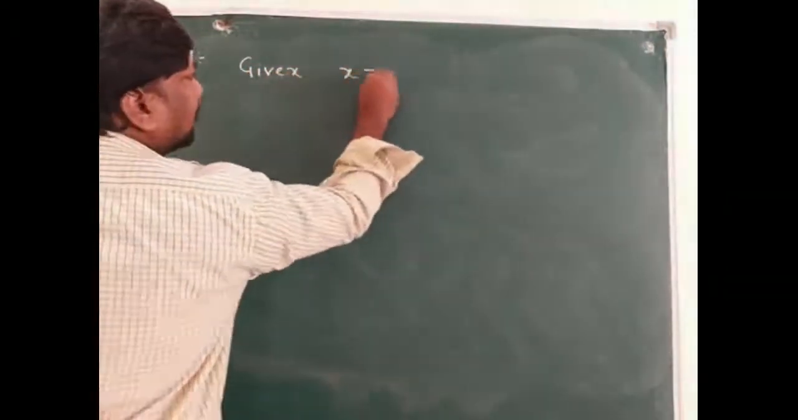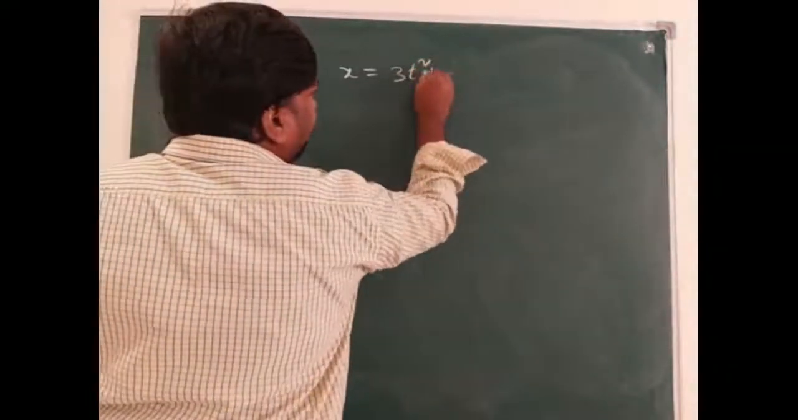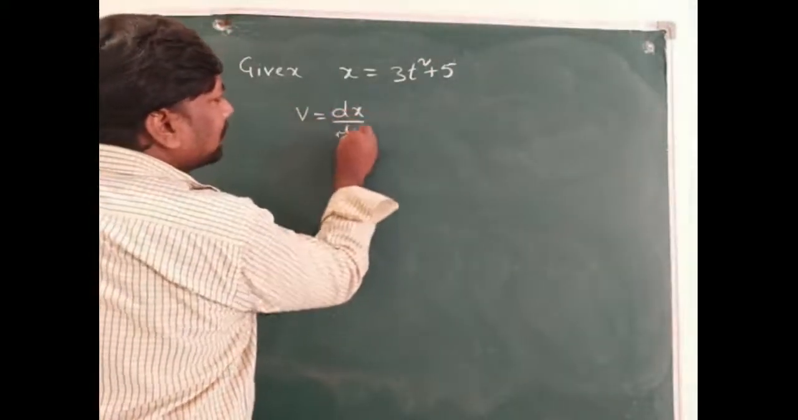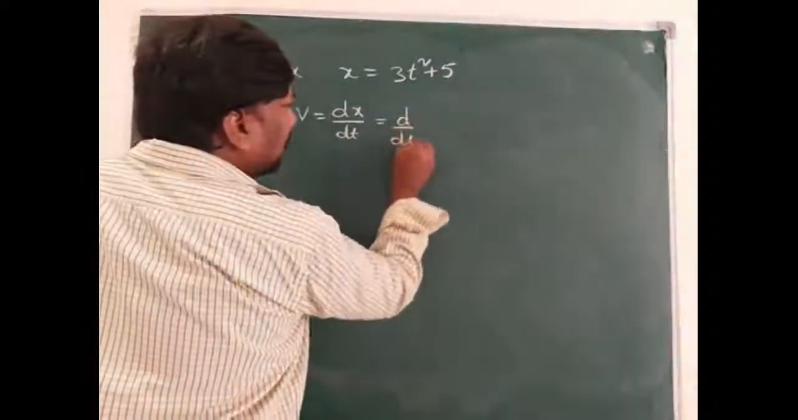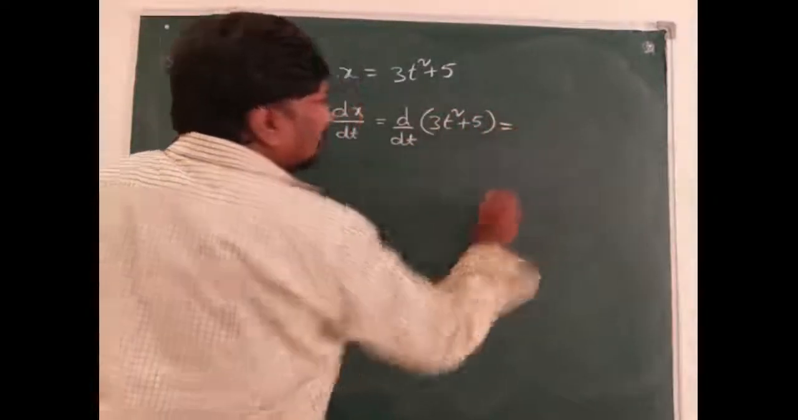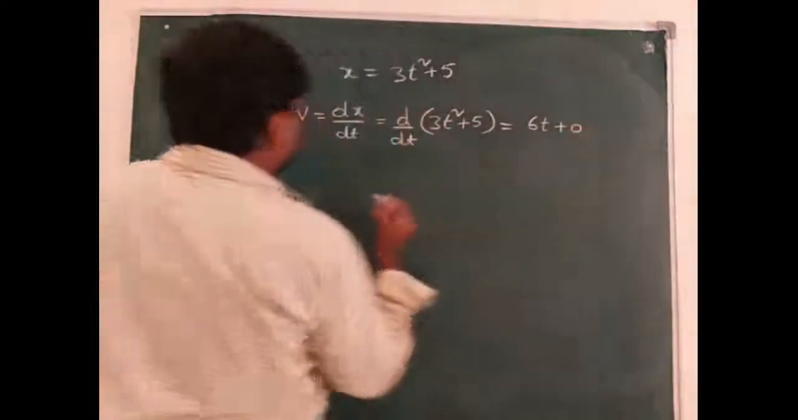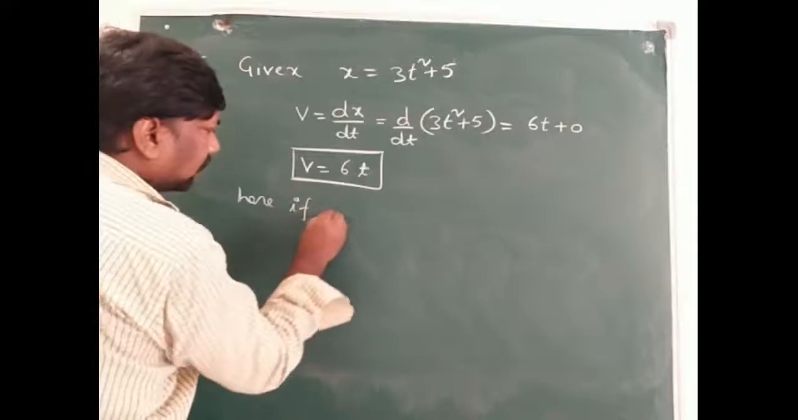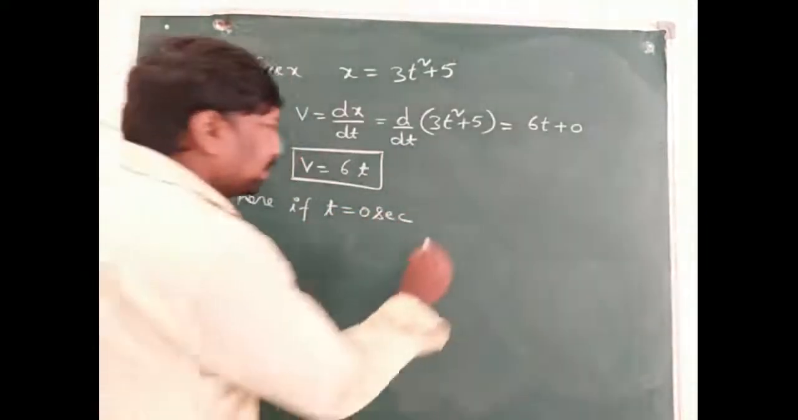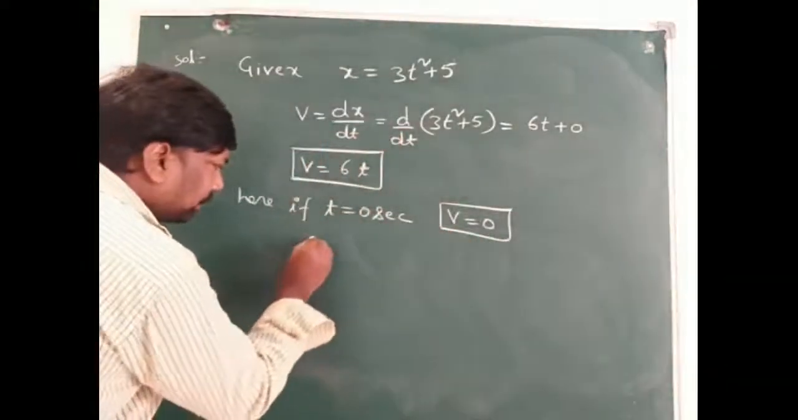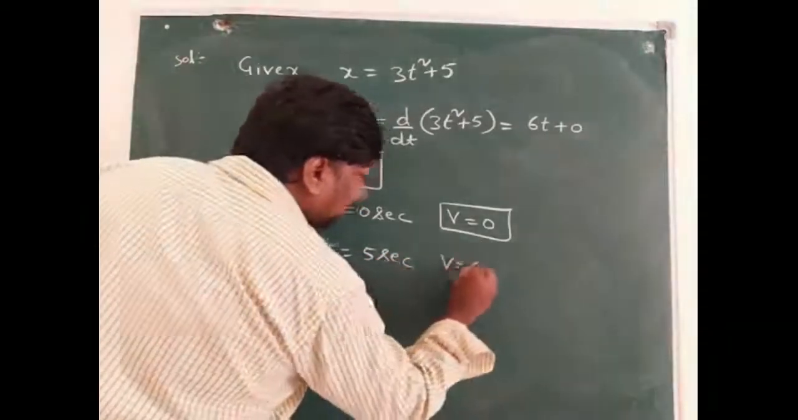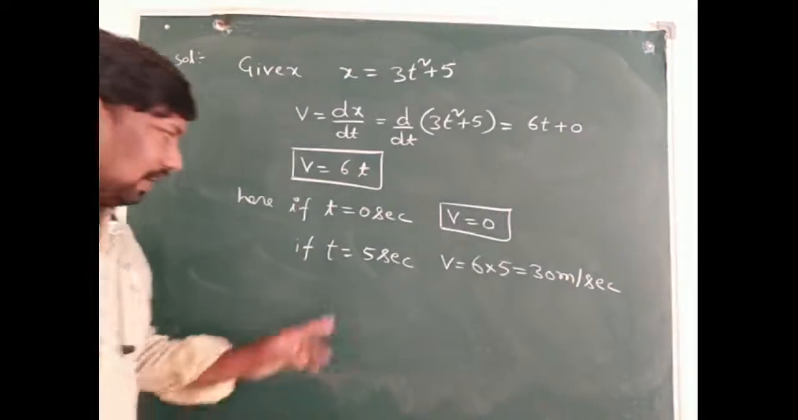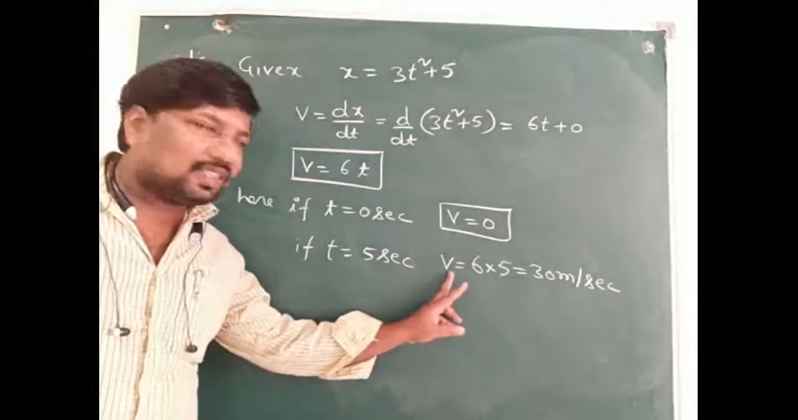Here the given position is x equal to 3t square plus 5. Now we can find the velocity. Velocity means the rate of change of displacement. Therefore d by dt of 3t square plus 5, that means 6t plus 0. So v equal to 6t. If t equal to 0 seconds, that is the initial time, its velocity is 0. But if t equal to 5 seconds, its velocity is 6 into 5, that is 30 meters per second. So when the body is at 5 seconds, its velocity is 30 meters per second.